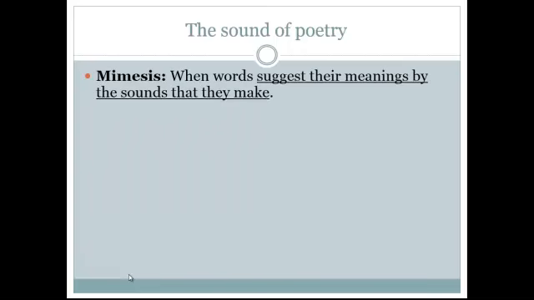So there's also mimesis, which is when words suggest their meaning by the sounds that they make. Chunk, sleazy, chortle. These words just sound the way they mean, or they mean the way they sound. When we say sleazy, even if you don't know what sleazy means, maybe you're a non-English speaker, the first time you hear it, it's like, ooh, sleazy.